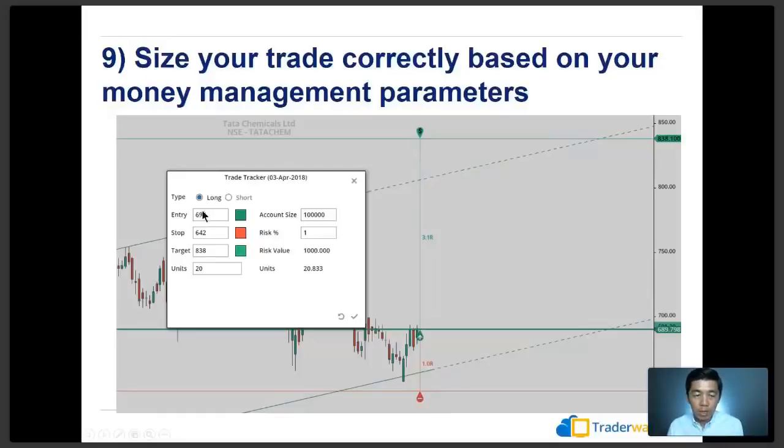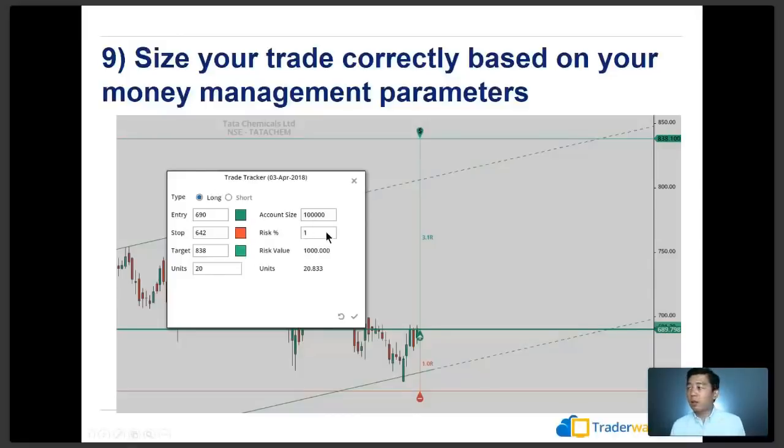So when I have my entry level over here and my stop loss over here, at the same time I'll also establish the target, where I want to take profit when it goes to the upper channel boundary, which is 838. Let's say I have a total portfolio size of $100,000, and I have established that in every trade I get into, I only want to potentially risk losing up to a maximum of 1% of my total portfolio value. So in this case, I'll put in 1%.